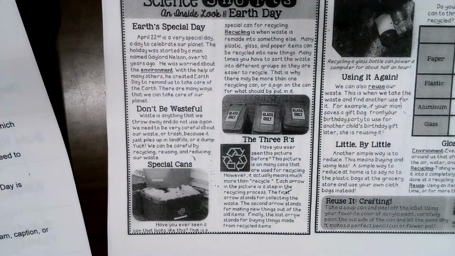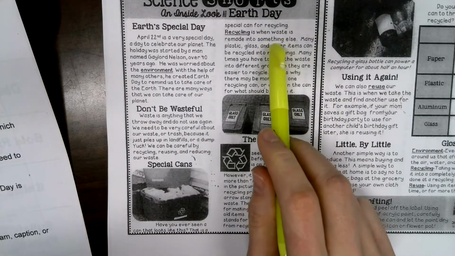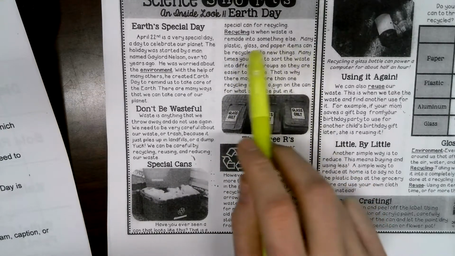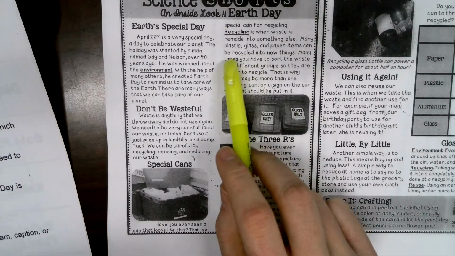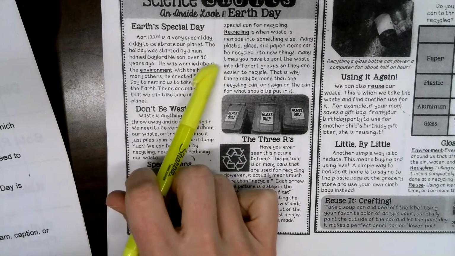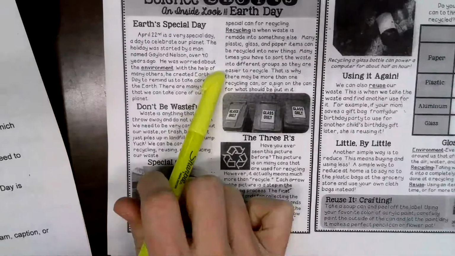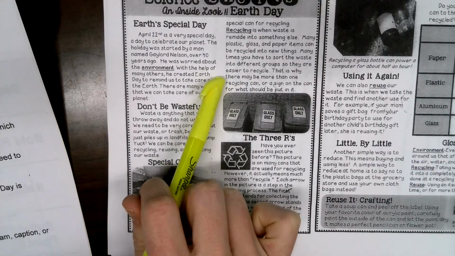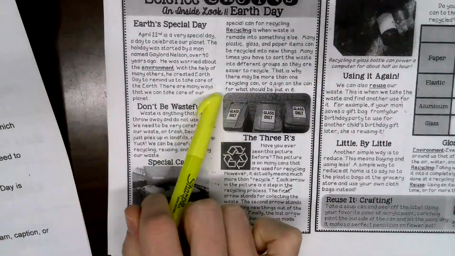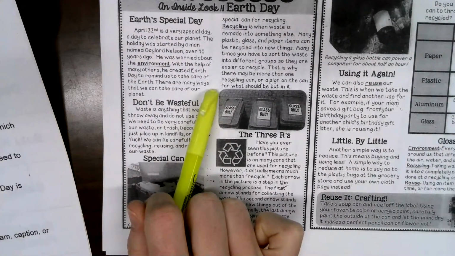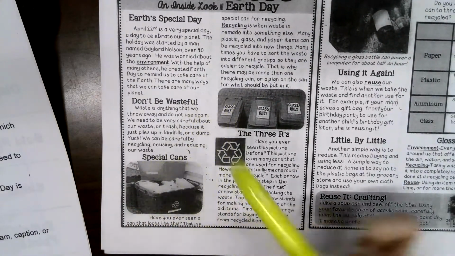Recycling, I'm going to highlight this because, oh no, I don't know if we made this. Recycling is when waste is remade into something else. Many plastic, glass, and paper items can be recycled into new things. Many times you have to sort the waste into different groups so they are easier to recycle. That is why there may be more than one recycling can or a sign on the can for what can be put in. Sometimes it says paper only or glass only.